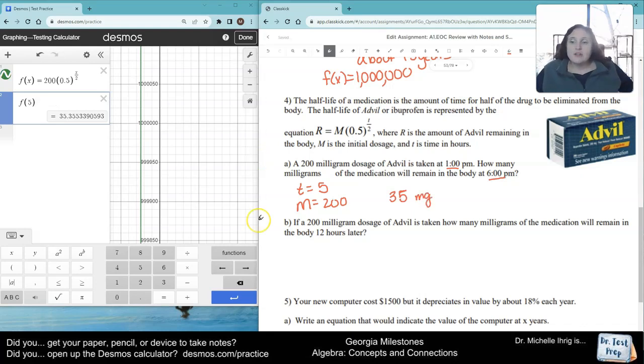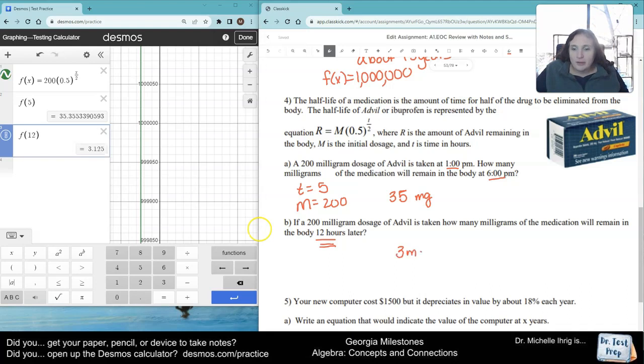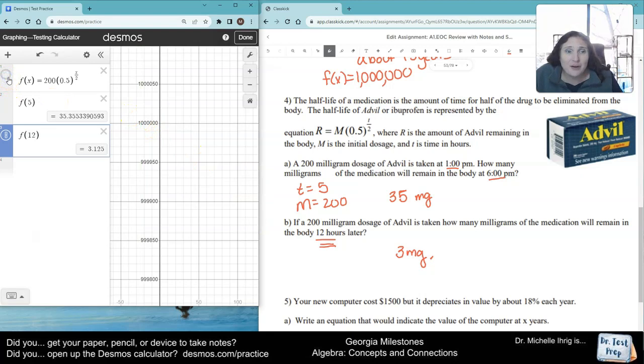If a 200 milligram dose is taken, how many will remain 12 hours later? So instead of doing t equals 5, I'm just going to do f of 12 because I want 12 hours later. 3 milligrams. I'm telling you, it's so easy when you use the formulas and you use the calculator to help you. Don't worry about the graph. You can even turn the graph off. The graph doesn't matter. We just need the conversions.